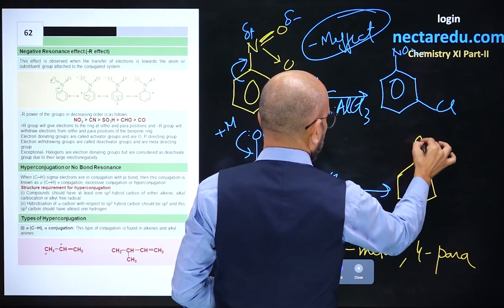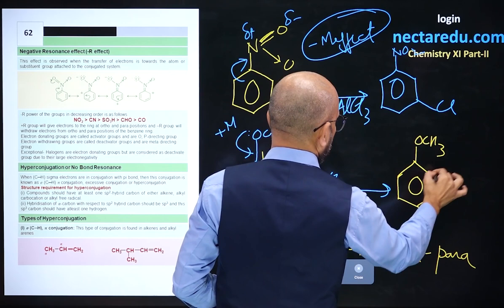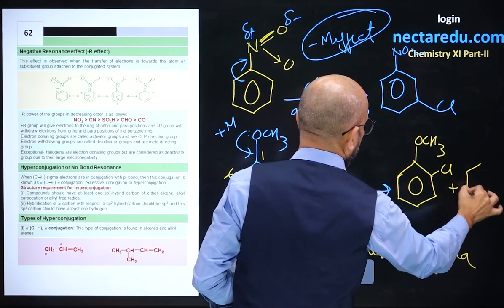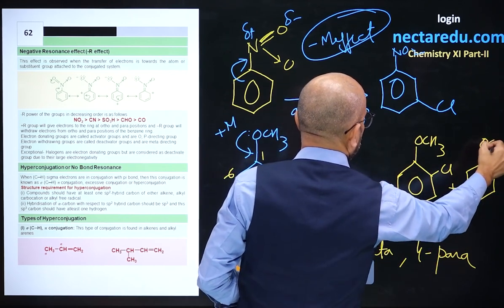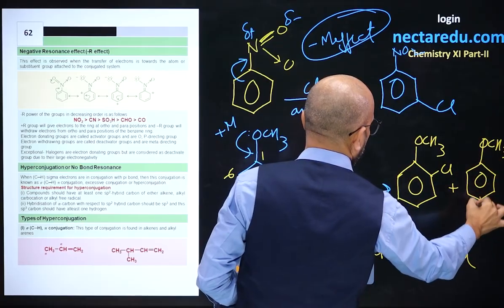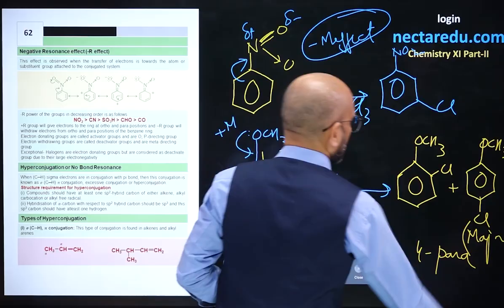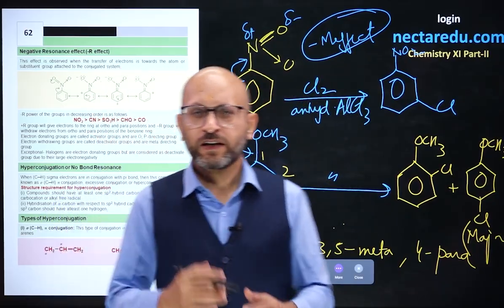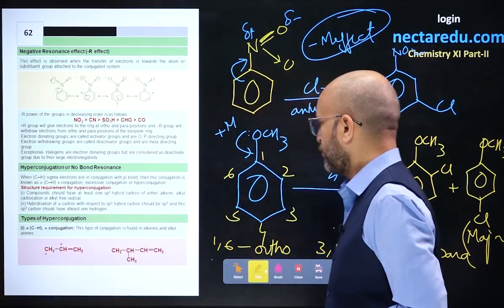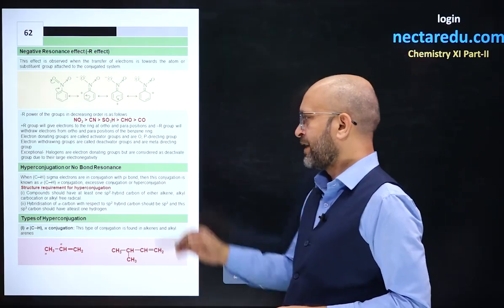So you get the product like this: at ortho, Cl will get connected, and at para as well, Cl will get connected, and the major product will be the para one. So this is major. So that is what I was explaining to you, ortho-para directing means.